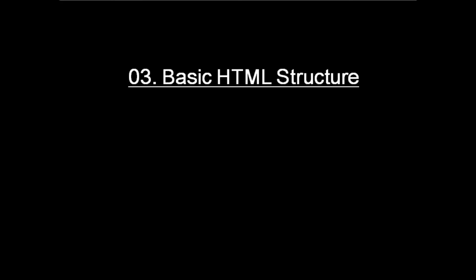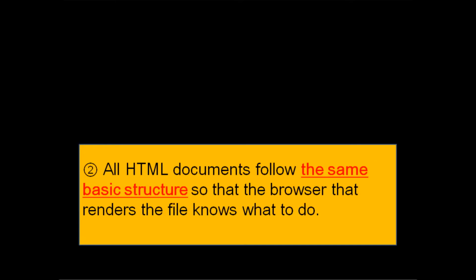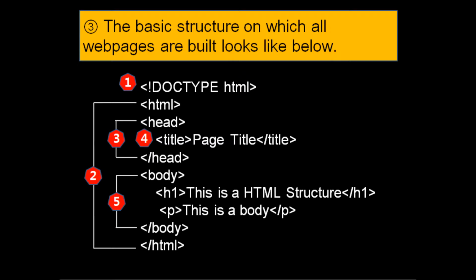03. Basic HTML structure. 01. A basic HTML page is a document that typically has the file extension .html. 02. All HTML documents follow the same basic structure so that the browser that renders the file knows what to do. 03. The basic structure on which all web pages are built looks like below.